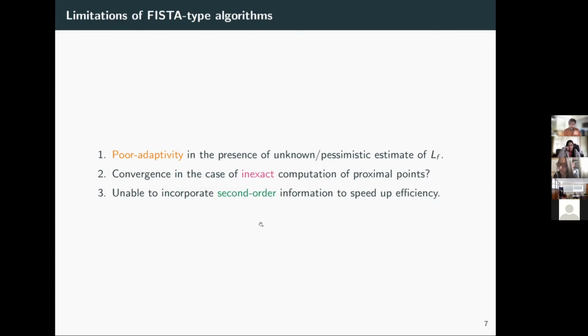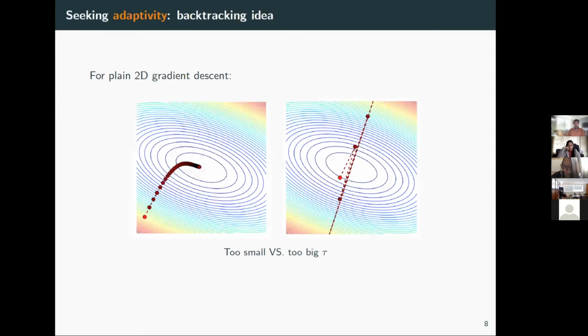And also, and this was a little bit, let's say, for fun, but we saw that practically it really helps: is there any way to incorporate in your accelerated algorithm some sort of Newton type information in order to get some sort of Newton type updates to speed up efficiency even more? So let me start with the first drawback.